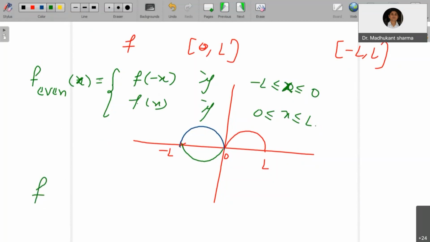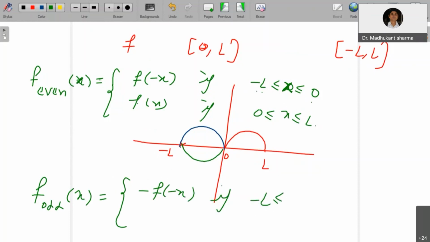And if you want to have the odd extension or periodic extension, you have to only extend between minus L to 0. So you have minus f of minus x if minus L less than or equal to x less than or equal to 0, and f of x if 0 less than or equal to x less than or equal to L. So can you tell me in this graph which one is the odd extension, which one is the even extension?